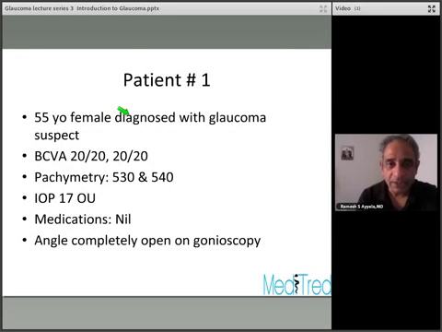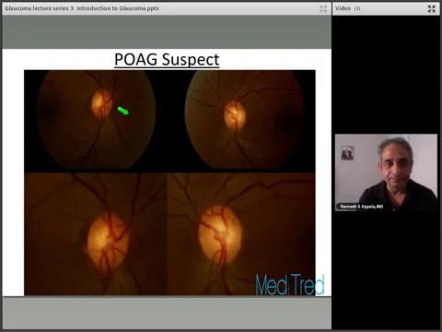So here is a patient in my own practice, a 55-year-old female diagnosed as a glaucoma suspect, best corrected vision of 20/20 in both eyes, pachymetry normal at 530 and 540 microns. Intraocular pressure was 17 millimeters of mercury OU. She was on no medications, and the angle was completely open on gonioscopy. Here is what we're talking about.